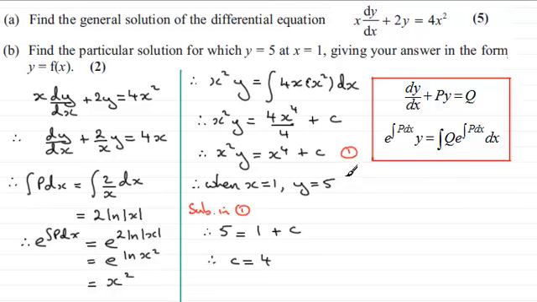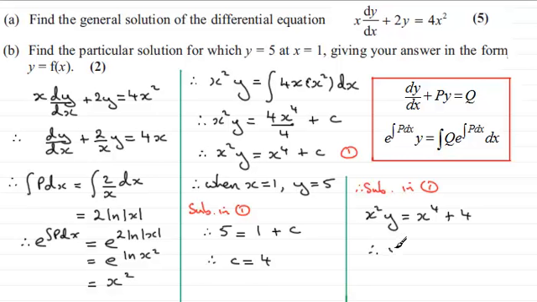So that means then that if we were to substitute that back into equation 1, we've got the particular solution, which is going to be x squared y equals x to the power 4 plus c, which is now 4. And if we're to give our answer in the form y equals some function of x, just divide through by x squared and we get y equals x to the 4 divided by x squared, which is x squared, plus 4 divided by x squared. Alright?